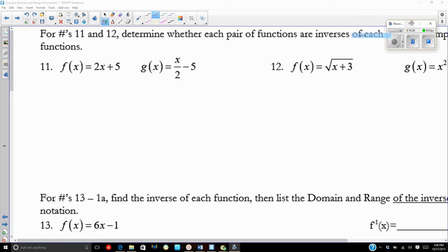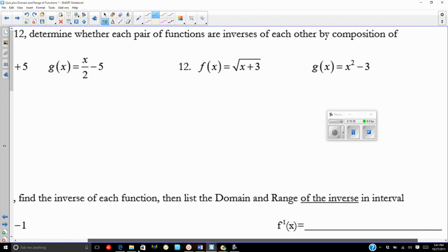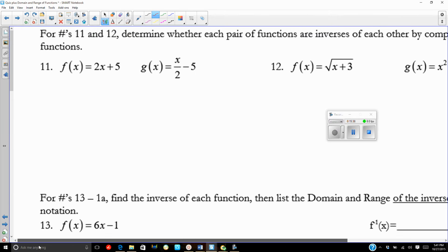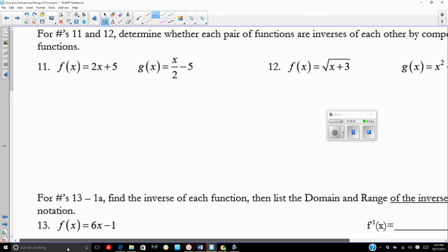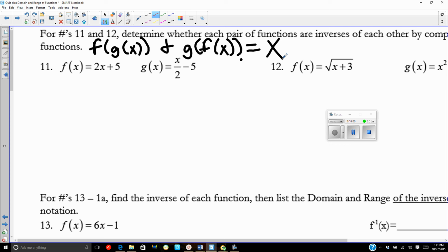All right, 11 and 12. We've done a lot of these the last week or so. Determine whether each pair of functions are inverses, and they specifically want us to do it by composition of functions. So you do have to follow the instructions and use that method to determine whether those functions are inverses. So to do that, we need f of g of x and g of f of x. The end result has to equal an x, and if that occurs, they're inverses.